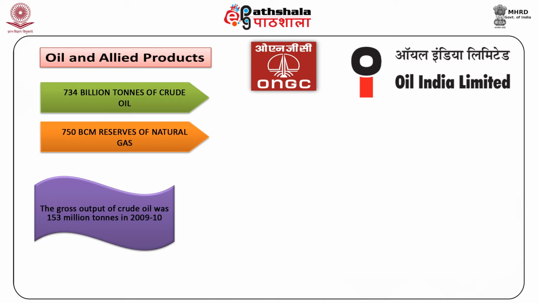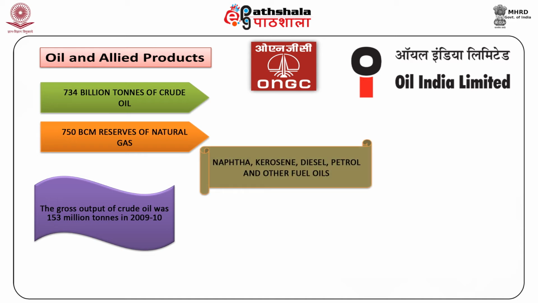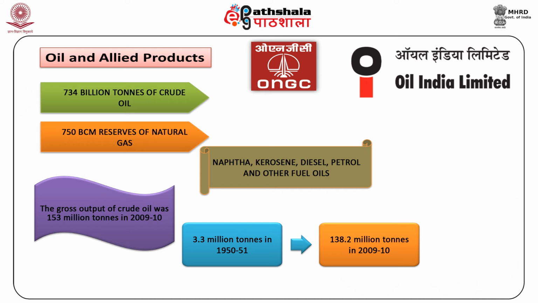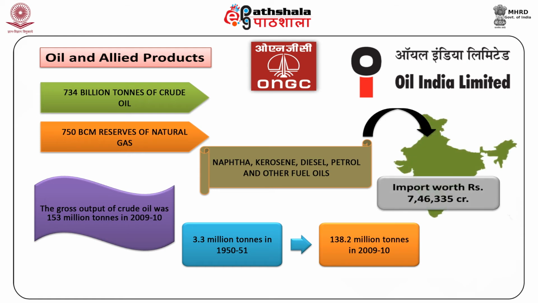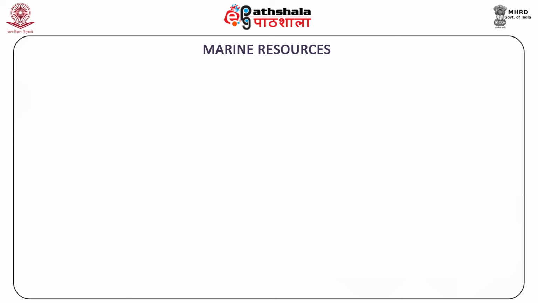Industrialization spurred the production of petroleum products like naphtha, kerosene, diesel, petrol, and other fuel oils from 3.3 million tons in 1950-51 to 138.2 million tons in 2009-2010. The widening gap between the demand and supply has resulted in a pressure on current account as the petroleum products constitute the maximum share of imports. India imported petroleum products worth rupees 7,46,335 crores in the year 2011-2012. We will now discuss marine resources of India.